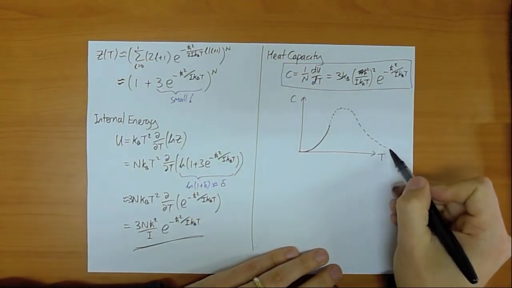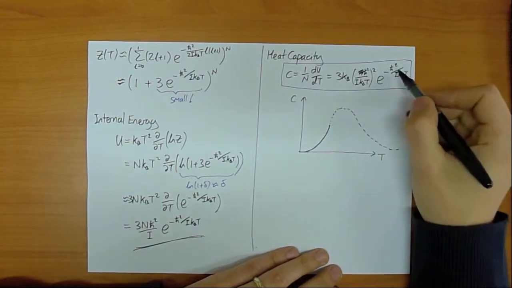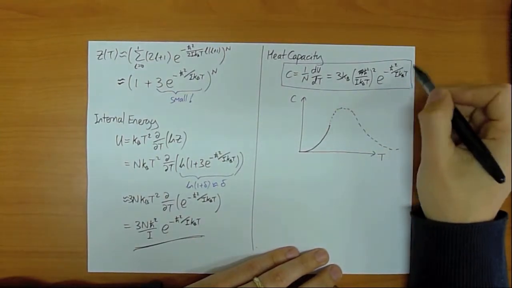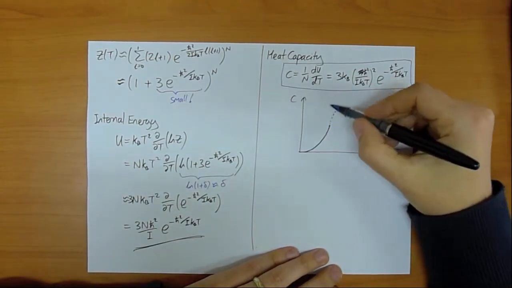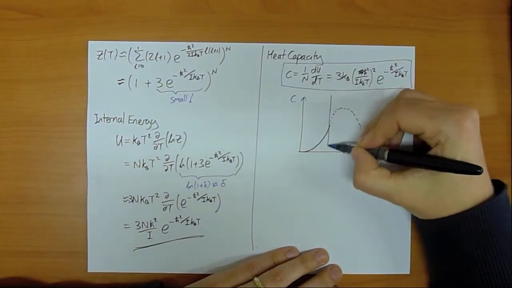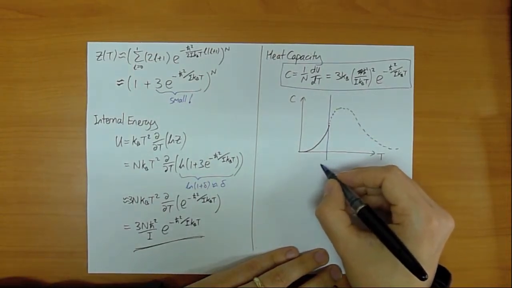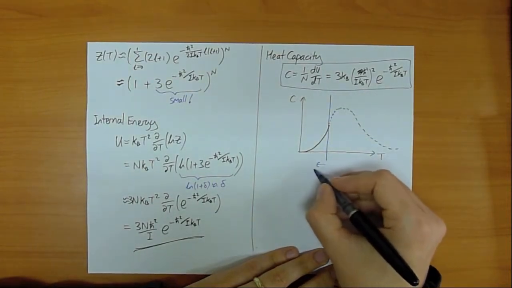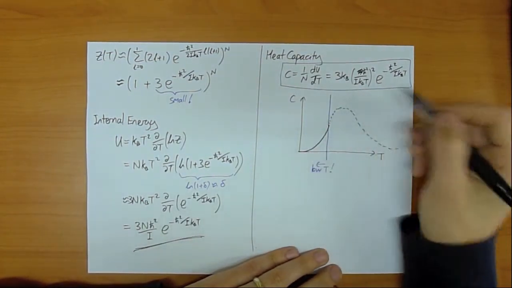But for high values of T, our approximation anyway is not valid. Our approximation is only valid when this thing is a large number, and that means on this graph we're only interested in the bit of the function where it rises up. So this is the low T part, the part of the function which is valid.